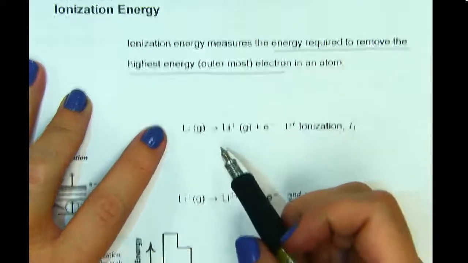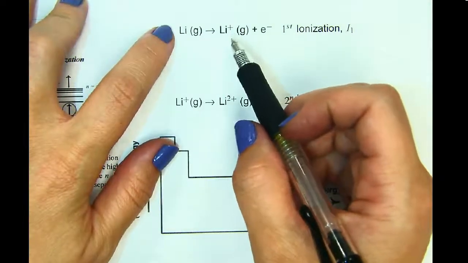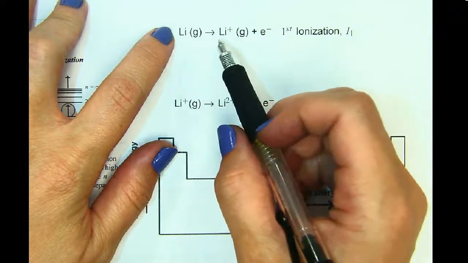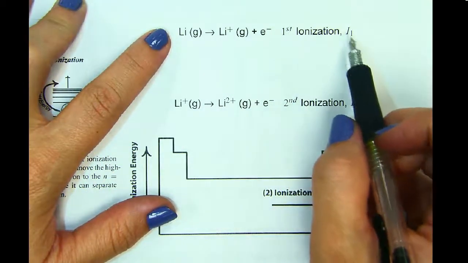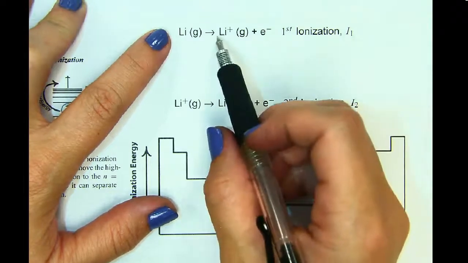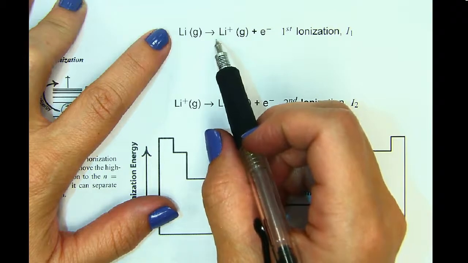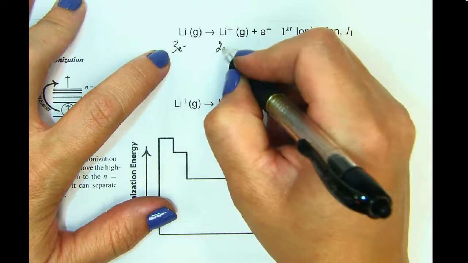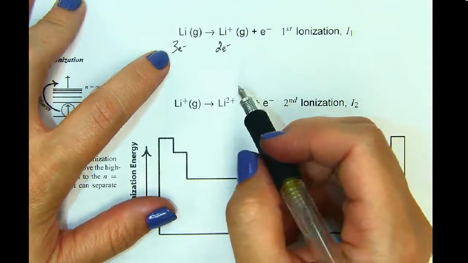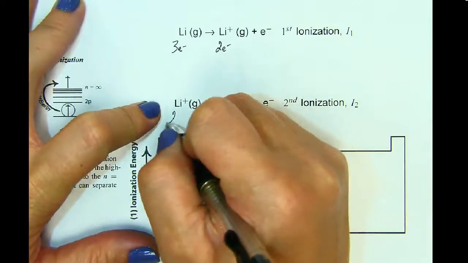So here, for example, is lithium, and when you have lithium with a +1 charge, that means we're going to take one electron from lithium. This is called the first ionization energy, or the I1, the energy to take the first electron from lithium. Remember, lithium has 3 electrons normally when it's neutral. So when it becomes a +1, now we're left with 2 electrons.